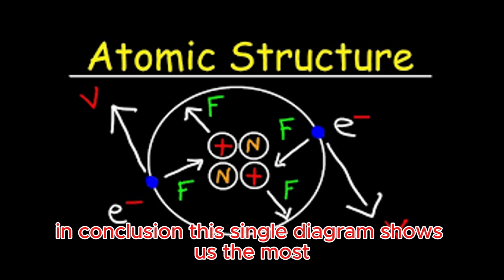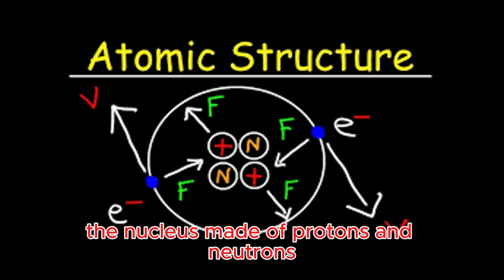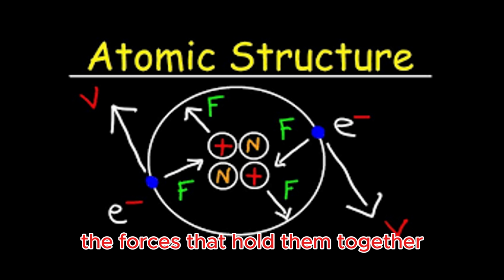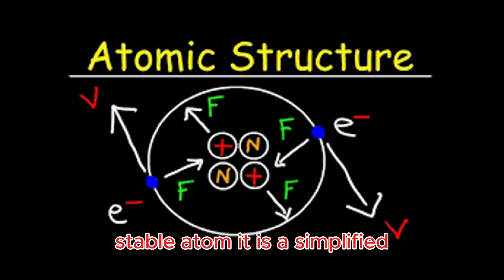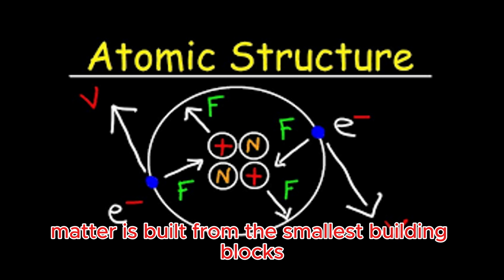In conclusion, this single diagram shows us the most important ideas of atomic structure. The nucleus, made of protons and neutrons, the electrons arranged around it, the forces that hold them together, and the way these particles balance to form a neutral, stable atom. It is a simplified but essential picture that helps students understand how matter is built from the smallest building blocks.